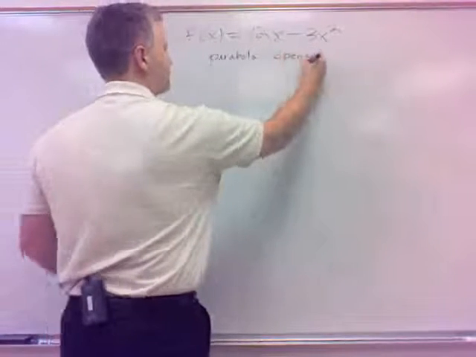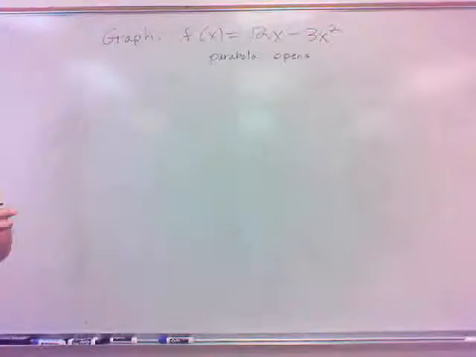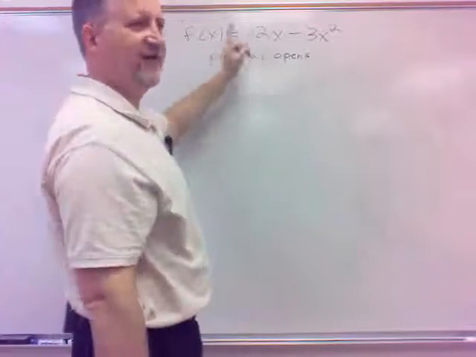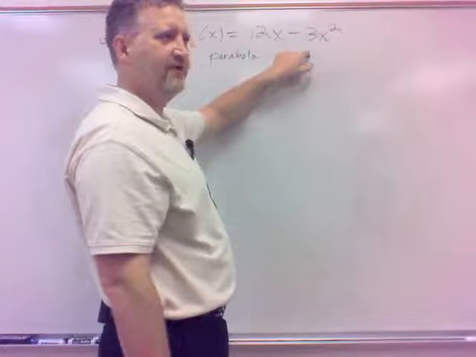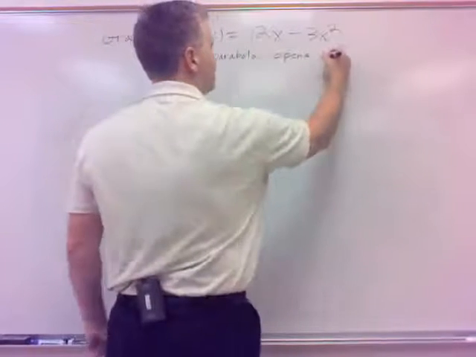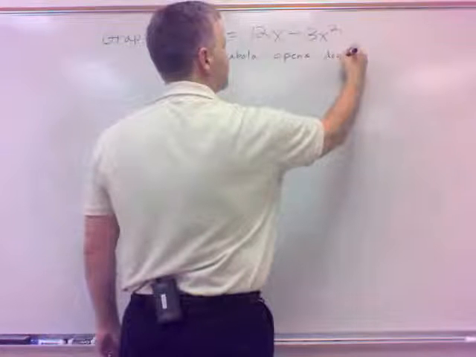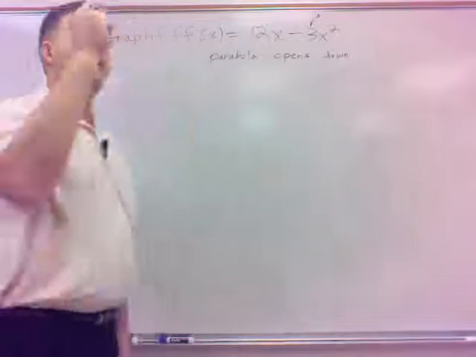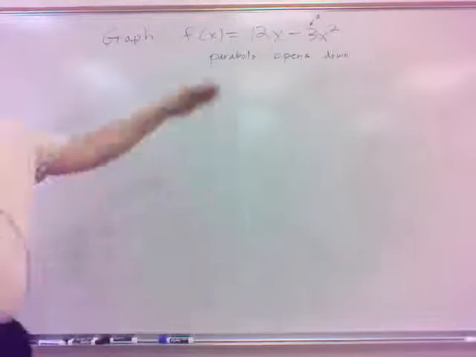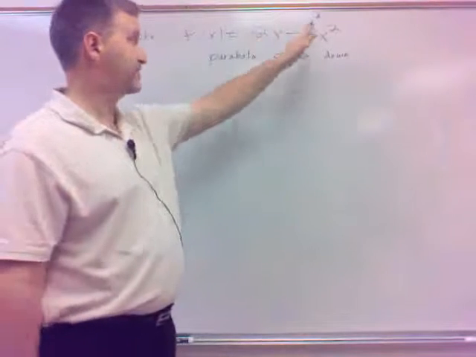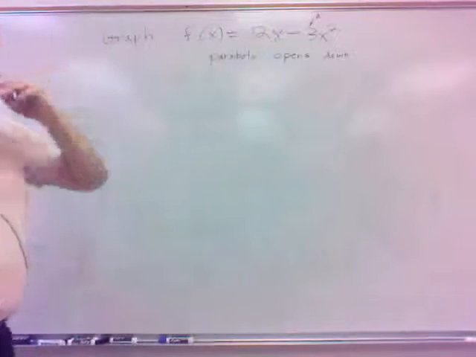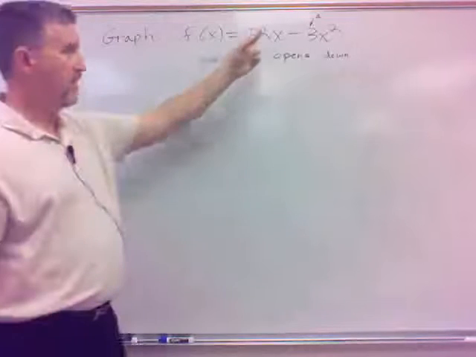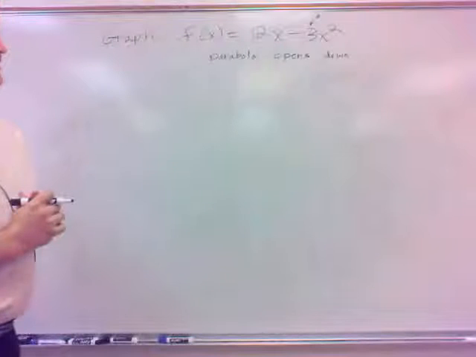Which way does this open? Up or down? Down? Got a 12 up front that's positive, though. But that doesn't matter, does it? It's what's times the x squared that matters. This one opens down because this right here is my a. a is what's times x squared. Doesn't matter if it's listed first, last, middle. If it's x squared, that's my a. That determines up or down. Got an a that's -3, so this one's going to open down.